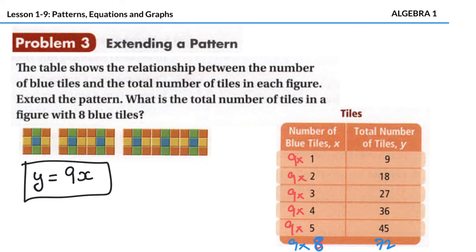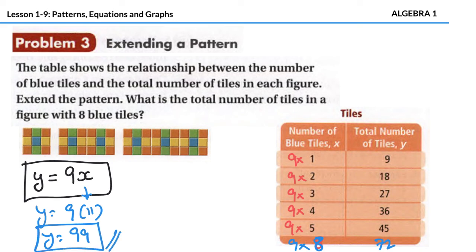What will be the total number of tiles if the blue tiles are 11? So, if the blue tiles are 11, that means x is 11. So, y will be 9 times 11. So, we will have 99 as the total number of tiles. So, you get that? How you reason?